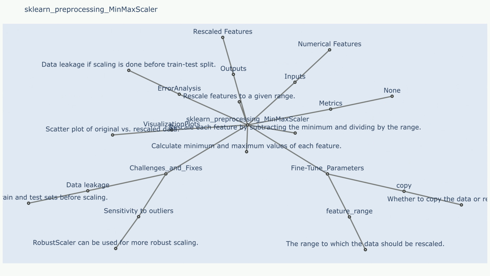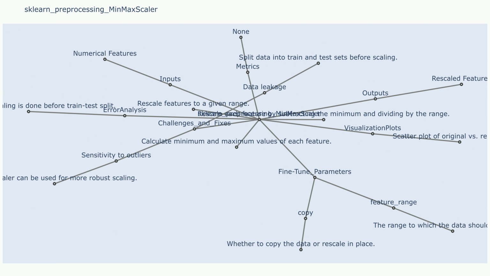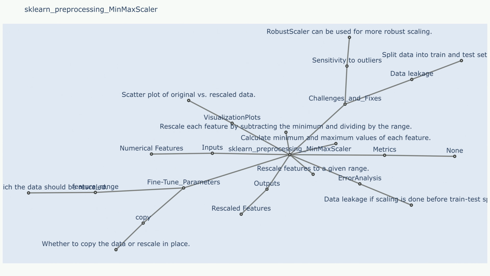Metrics. Metric 1. Explain in detail. There are no specific metrics directly associated with the min-max scaler itself. However, the effectiveness of min-max scaler is evaluated indirectly through the performance of the machine learning model that uses the scaled data. Metric 2. Explain in detail. For example, if the machine learning model achieves higher accuracy or lower error with the scaled data than with the original data, it indicates that min-max scaler has been beneficial.